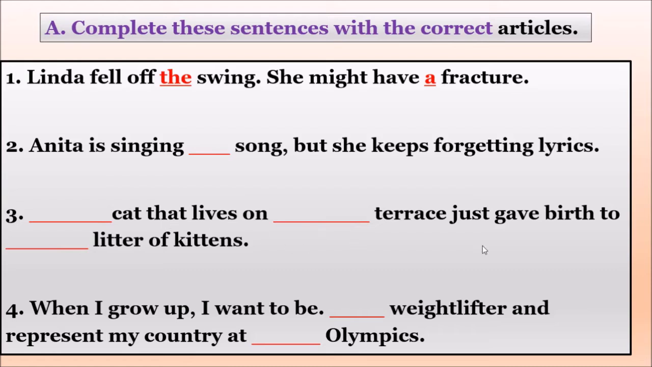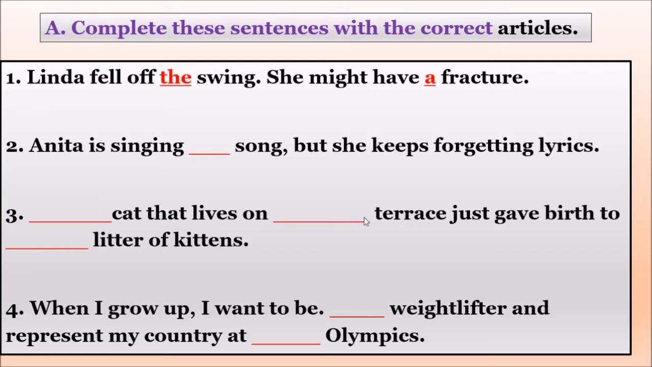The cat that lives on the terrace just gave birth to a litter of kittens. So we are talking about a particular cat which gave birth. We are giving importance to one particular cat here. We use "the" because we are showing the place where the cat lives, and we are putting stress on the terrace.